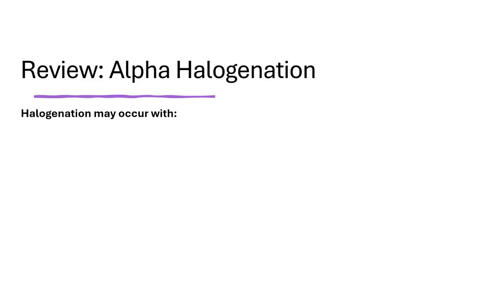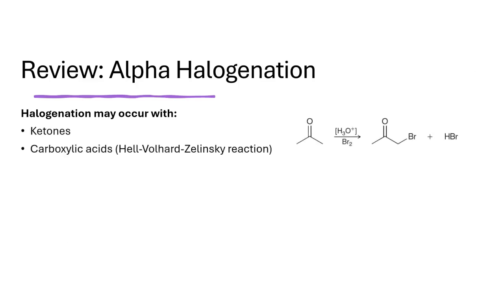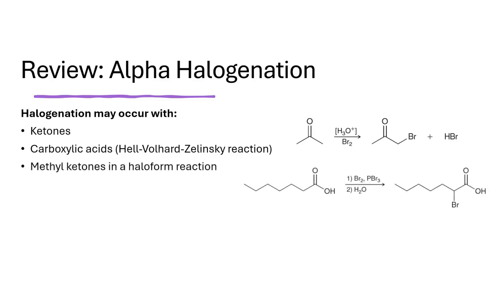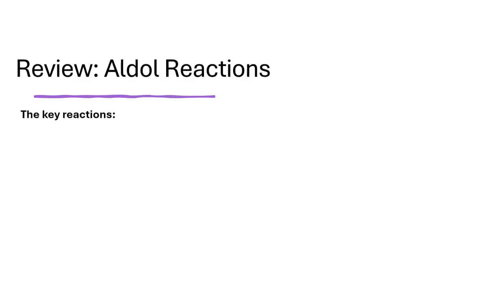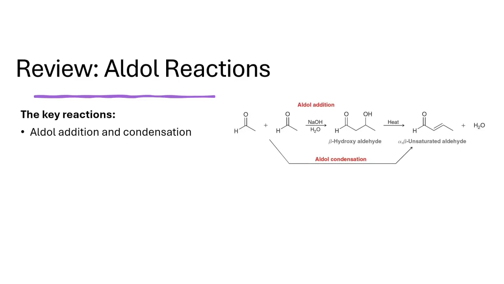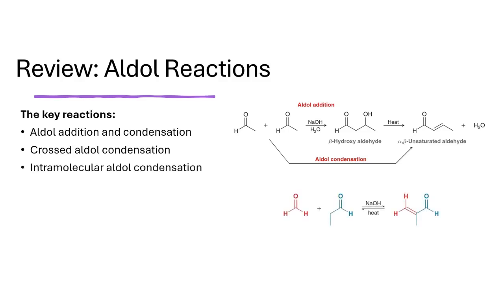Let's review. Alpha halogenation. Halogenation may occur with ketones, carboxylic acids via the HVZ reaction, methyl ketones in a haloform reaction. Let's review aldol reactions. The key reactions: aldol addition under lower temperatures and condensation under higher temperatures, cross-aldol condensation, intramolecular aldol condensations.